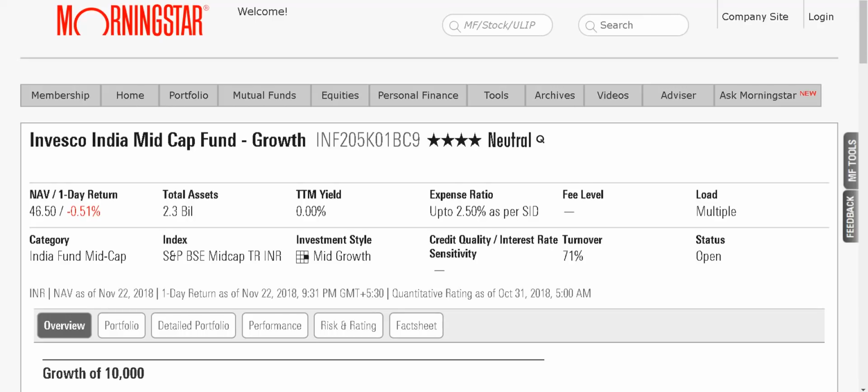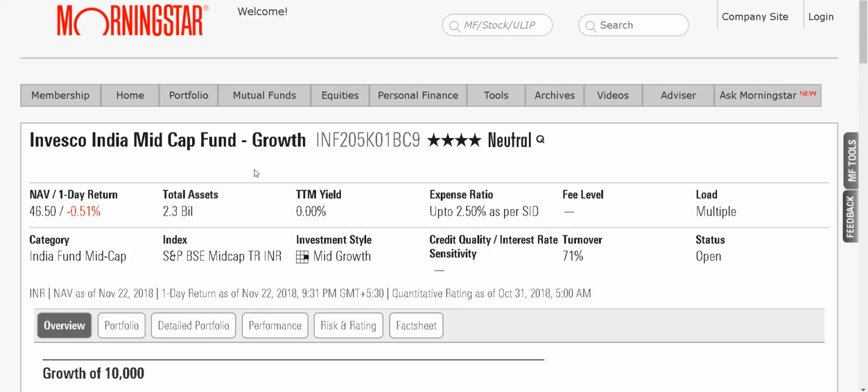Hi, this is Pat. Let's look at the performance of Invesco India Midcap Fund, the features of the Morningstar fund page. I've received many requests from readers or viewers to look at this fund and also explore the features of Morningstar. So I thought I'll combine the two.